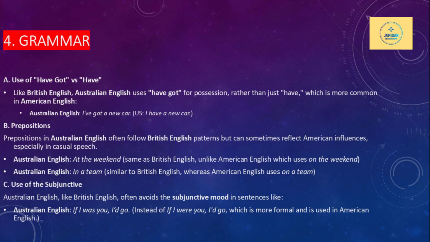Australian English has its own unique vocabulary, influenced by British English, American English, and local culture. For example, thongs in Australian English are flip-flops in British English, and chook in Australian English is chicken in British English.